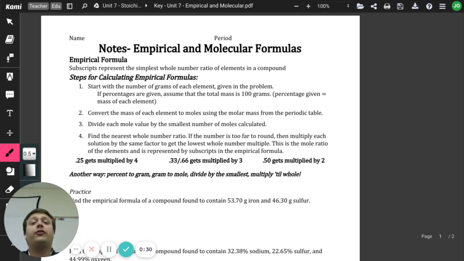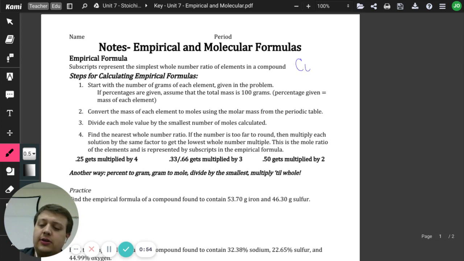All right, so first off, what is an empirical formula? So an empirical formula is basically us looking at a compound and giving the simplest whole number ratio that we can for that compound. All right, so what does that mean? Well, I like to give glucose as an example. So glucose, if you remember, is C6H12O6, right? So you've got carbon, there's 6 of those, hydrogen, there's 12 of those, oxygen, there's 6 of those.